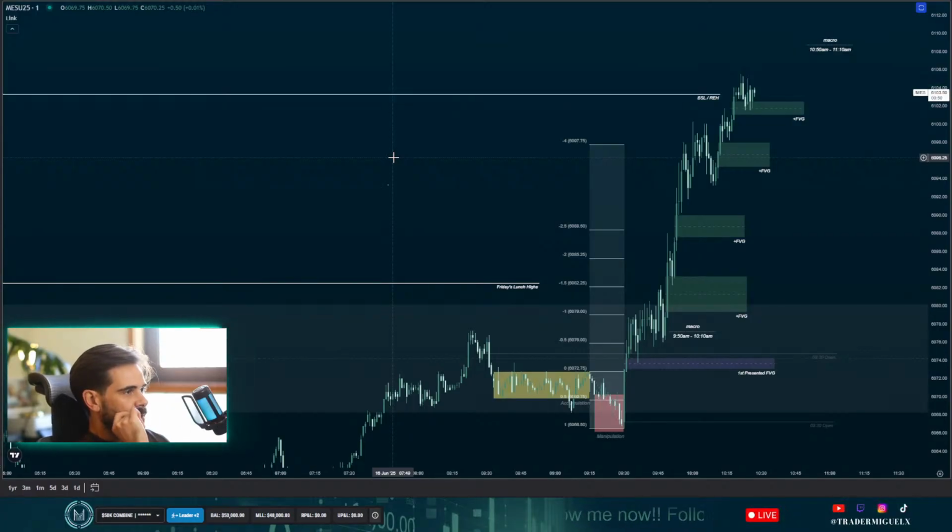Price still moving to the upside here. As you can see, even this fair value gap here is being respected right now.